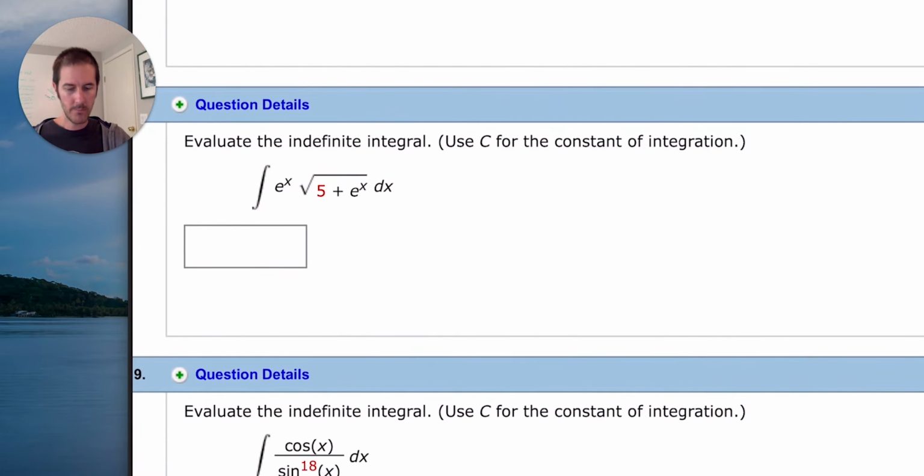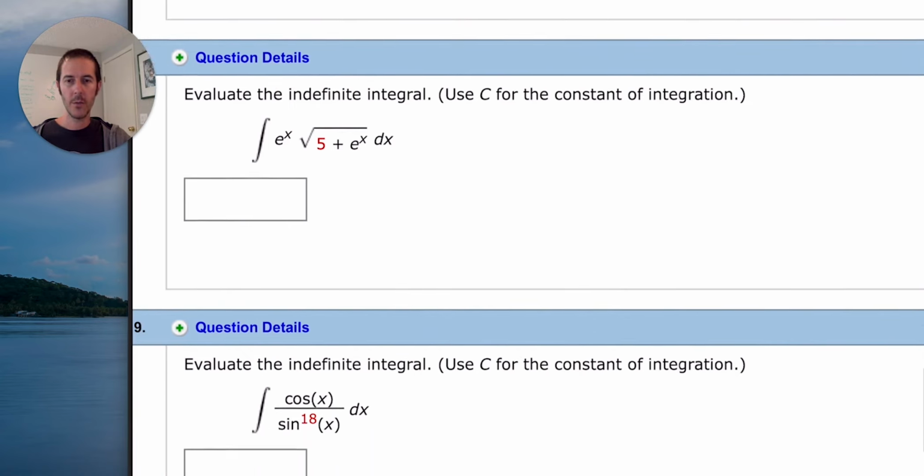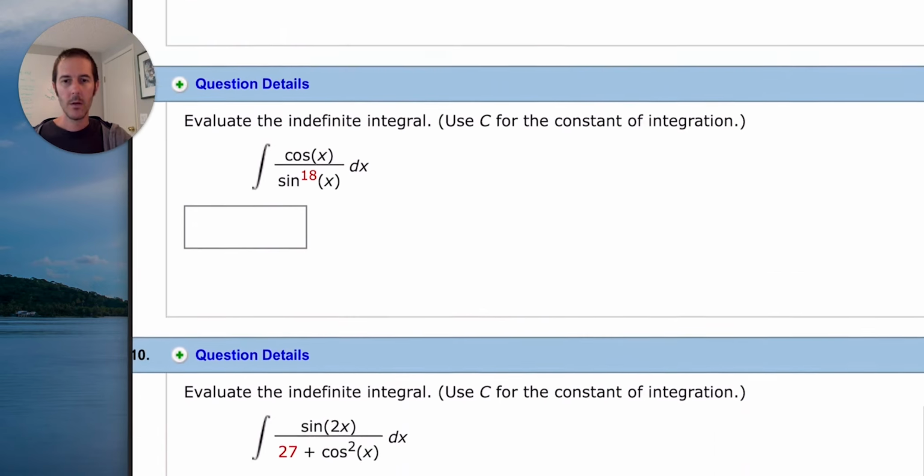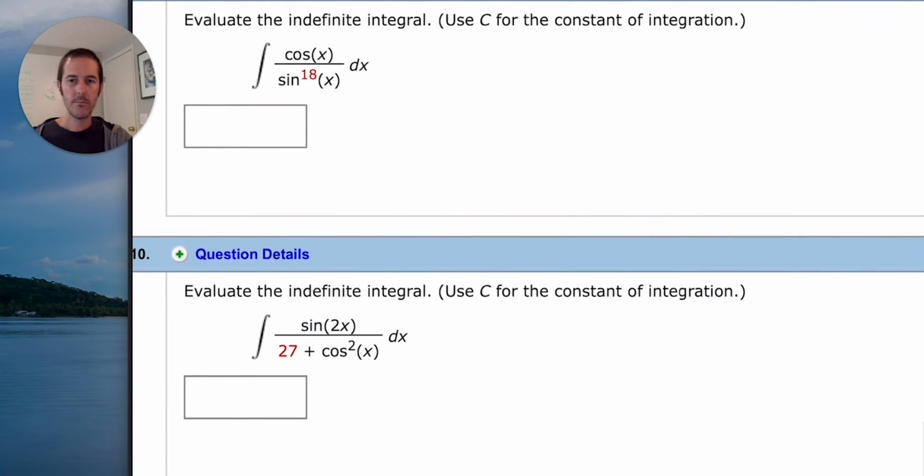And we know that the derivative of e to the x is e to the x. So your inner function, I think, is pretty obvious on this one. And I would not hesitate to change this into sine to the negative 18th power and put it up into the numerator. Something pretty similar on that one. You've got a double angle identity maybe.